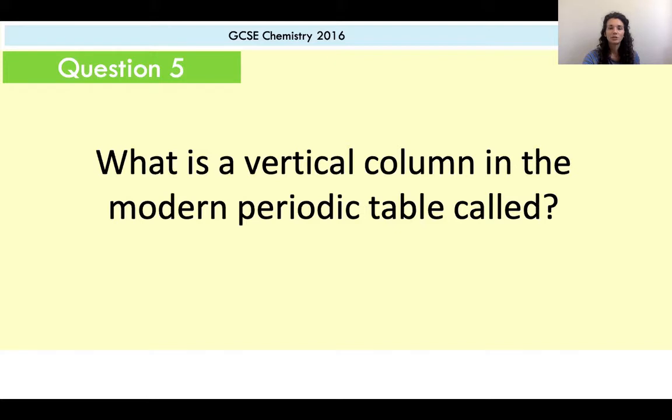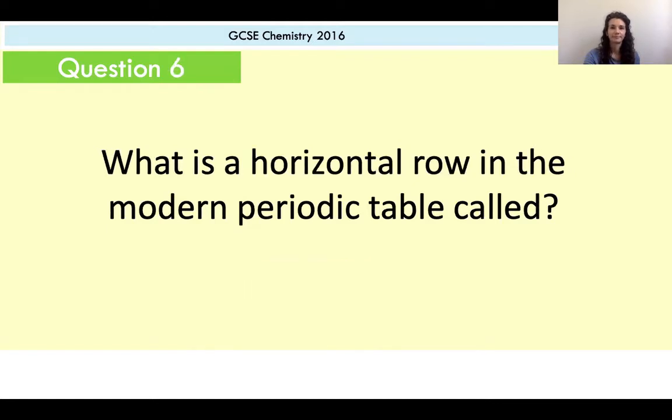What's the vertical column in the modern periodic table called? So that's the columns going down. What are they called in the periodic table? You've got eight main ones of them, haven't you? They are called groups. And the horizontal rows, so if you go across the periodic table, what are they called? They are called periods.